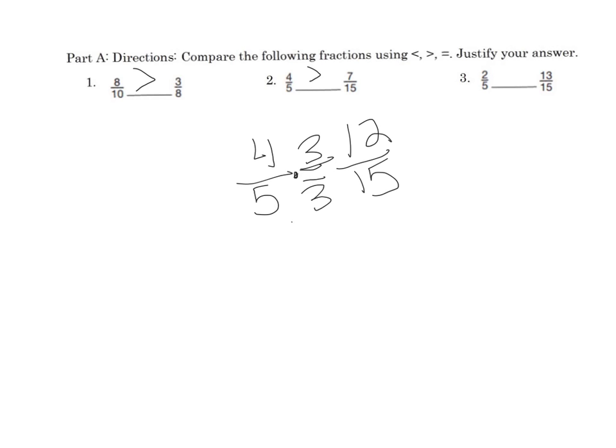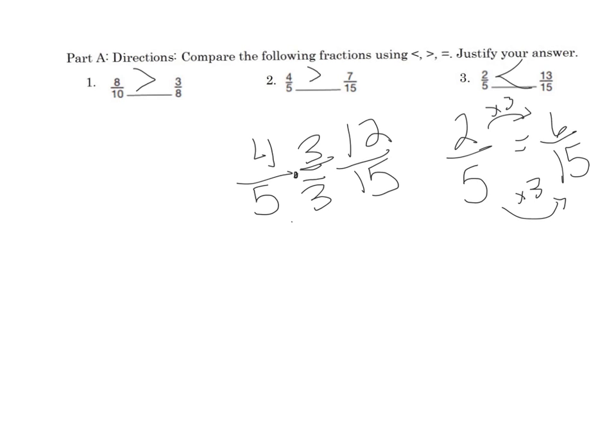Okay, once again you could use benchmarks for number 3. 2/5 is less than half, where 13/15 is really close to 1. But we could also, once again, make a common denominator. If I want to go to 15, I would do 5 times 3. So then I do 2 times 3, which gives me 6. So I know for sure 13/15 is greater.